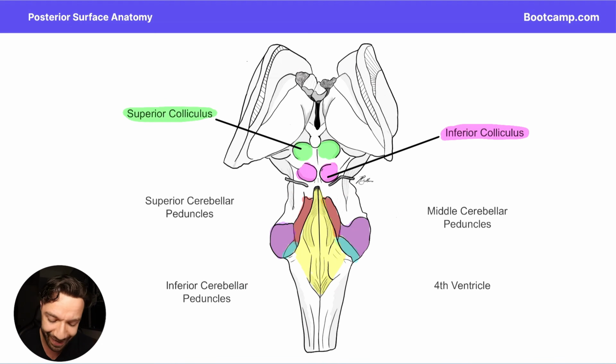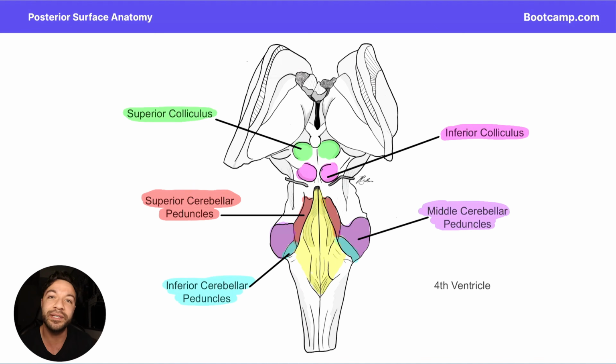So first up, we have the superior cerebellar peduncles, which are connecting the midbrain to the cerebellum. We have the middle cerebellar peduncles, which are connecting the pons to the cerebellum. And then we have the inferior cerebellar peduncles, which are connecting the medulla to that cerebellum. And because that cerebellar cortex has been removed, this exposes this region right in here, which is the fourth ventricle.